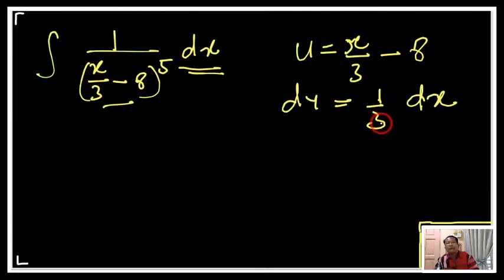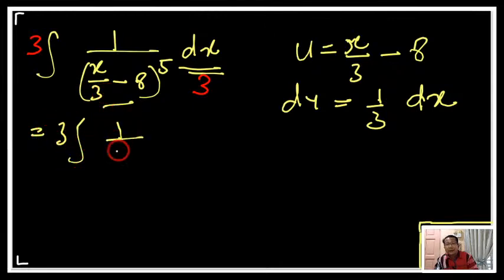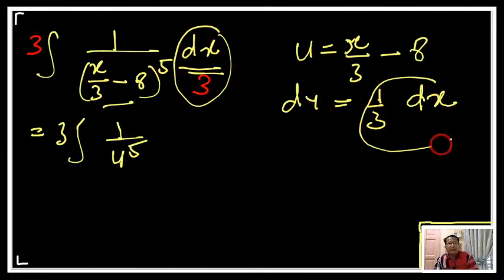So what we need to do is we add. So this one should be dx over 3. So we add over 3. If we add 3 here, we multiply 3 to cancel out again. So now this one can become 3, 1 over u power 5, dx over 3 is dx over 3.